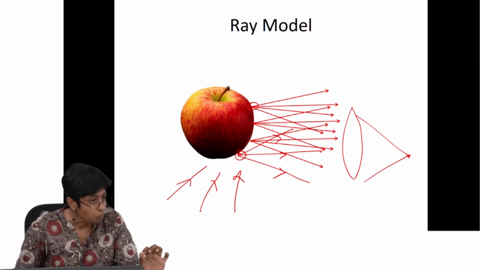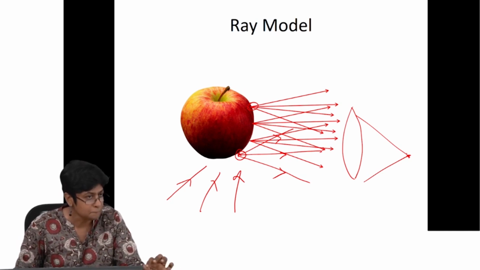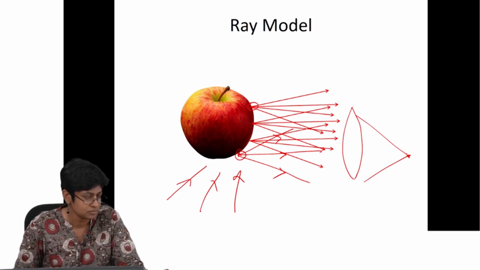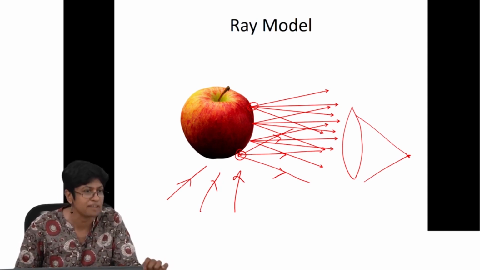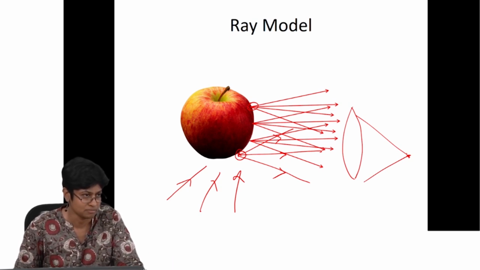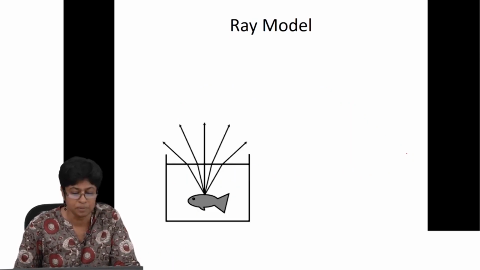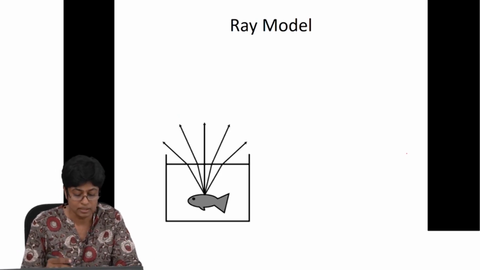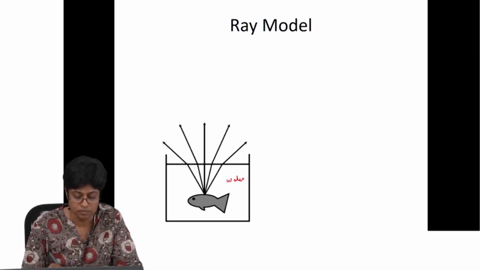All the rays coming from one point on the object must be focused down to one point in the image, and this must happen for every point on the object. Okay. You can see it gets complicated when I have a system where, in this case, I have water here.